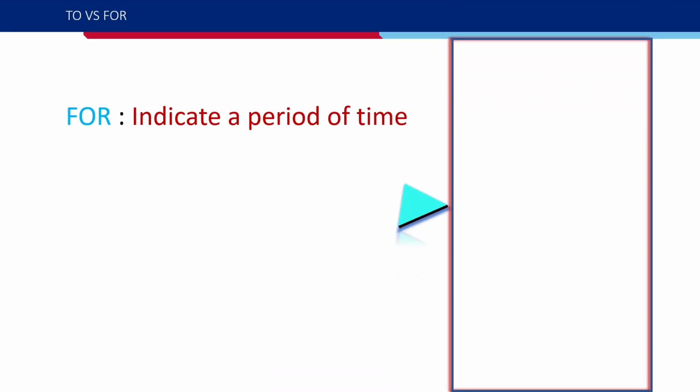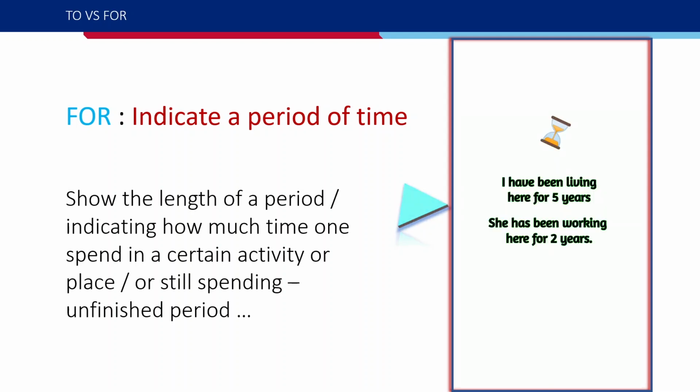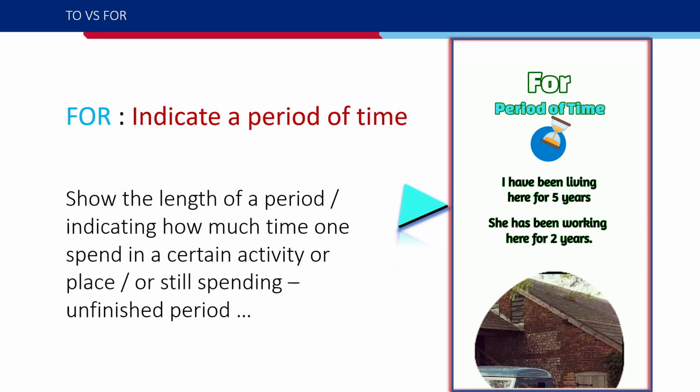Yes, again, we use "for" to indicate a period of time. It is to show the length of a period or indicating how much time one spent in a certain activity or place, or still spending time. Maybe it is an unfinished period. For example, I have been living here for 5 years, or she has been working here for 2 years.